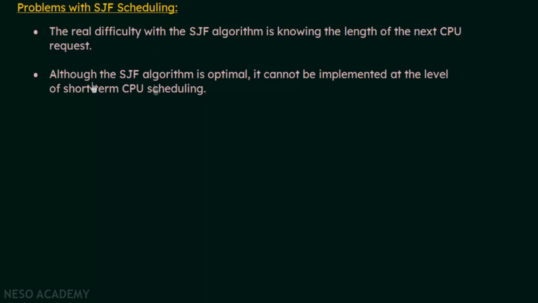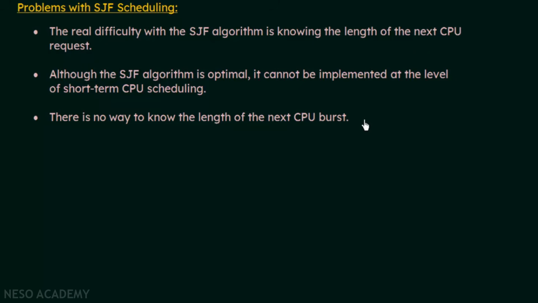So because of that, although the SJF algorithm is optimal, it cannot be implemented at the level of short-term CPU scheduling. So even though this is an optimal algorithm, as we have seen, it is difficult to implement this at a short-term CPU scheduling level. And why is that? That is because of this. It is really difficult to know the length of the next CPU request that we are going to get. So practically, there is no way to know the length of the next CPU burst. So this is one problem that we have with the SJF scheduling algorithm.